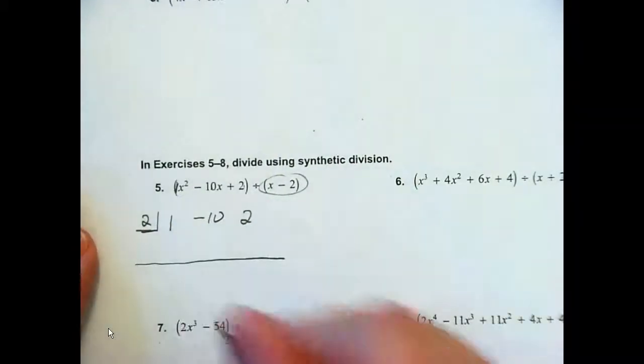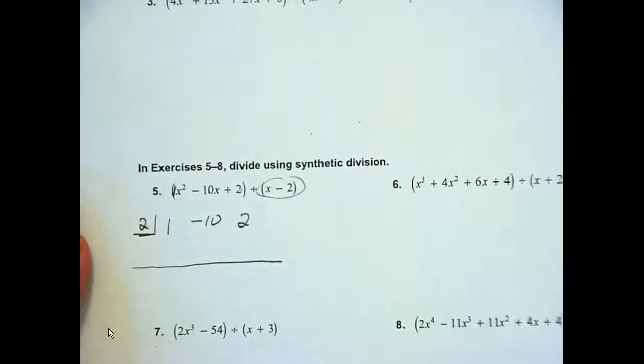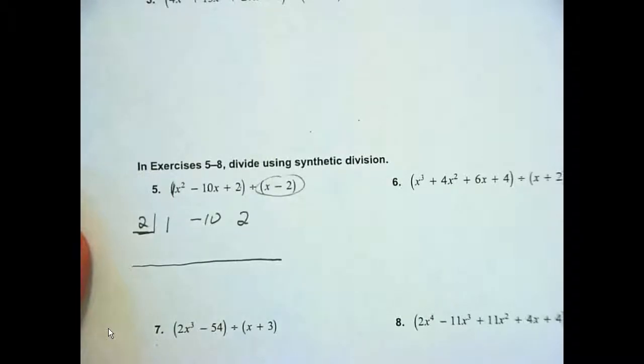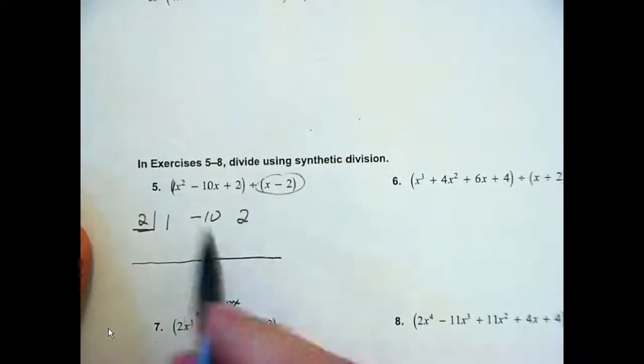And you started out, Zach? You had, you know how we have to put place value holders? Yes. So like on number 7, you'd have to put plus 0x squared plus 0x. So you'd have to have place value holders. Yep. Good question.